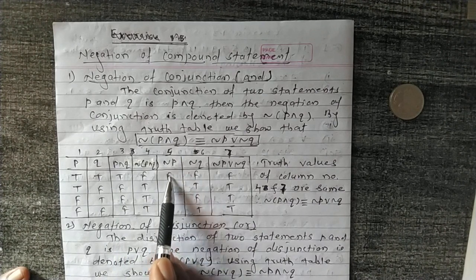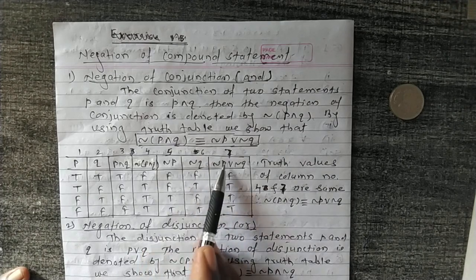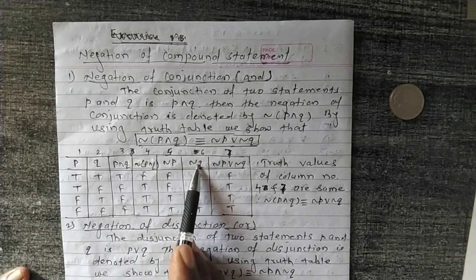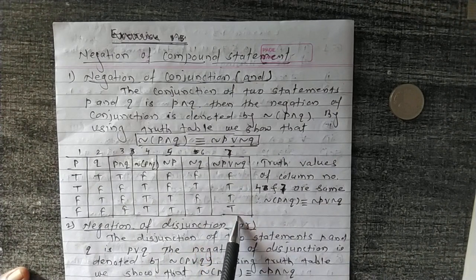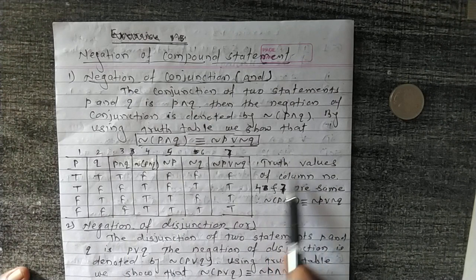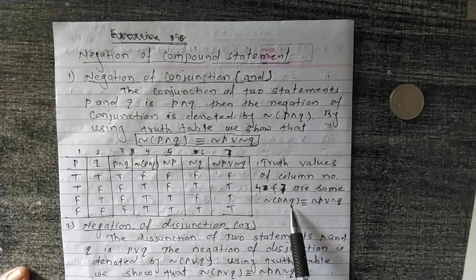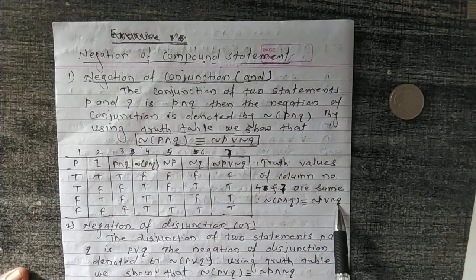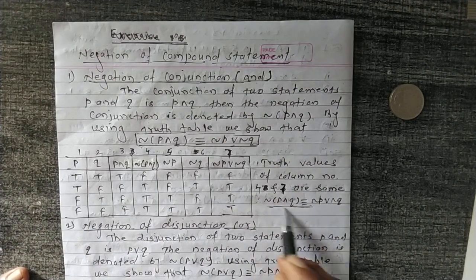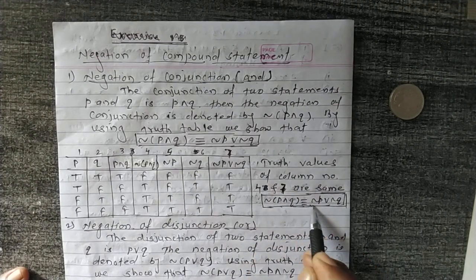Now ¬P has truth values FFTT. ¬Q has truth values FTFT. Now the disjunction of ¬P and ¬Q has truth values FTTT. If you observe the truth table, we can conclude that the truth values of column number 4 and 7 are the same. Therefore, ¬(P ∧ Q) is equivalent to ¬P ∨ ¬Q. This is the negation of conjunction.